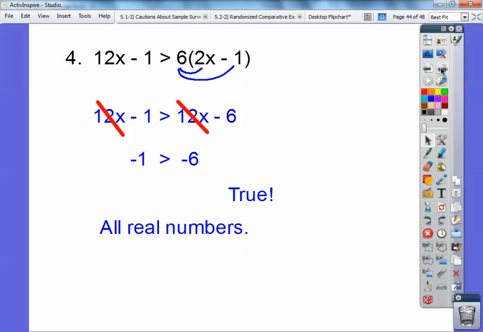So when that happens, then it's all real numbers. Okay, and how do you graph all real numbers? You shade the whole number line.